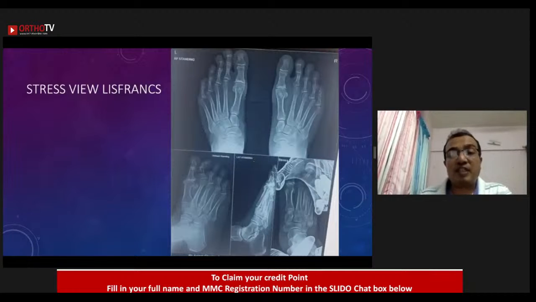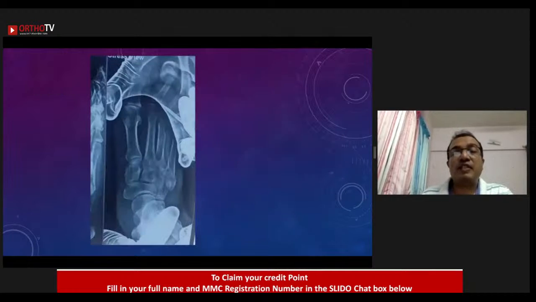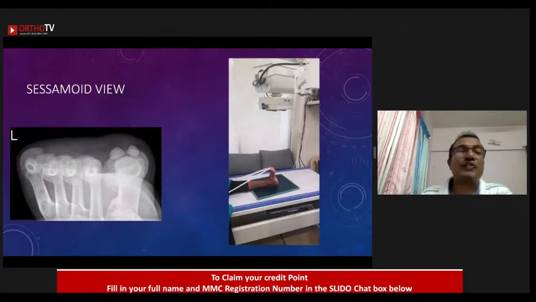Stress views, if you are suspecting Lisfranc injuries, then what you should do is stabilize the hind foot and abduct the forefoot and see whether these Lisfranc joints are concentric or not. So this is stable. This is not opening. This is not opening. So this is stable. So this is how we do intra-op also, or even pre-op, to know the instability of Lisfranc joints.